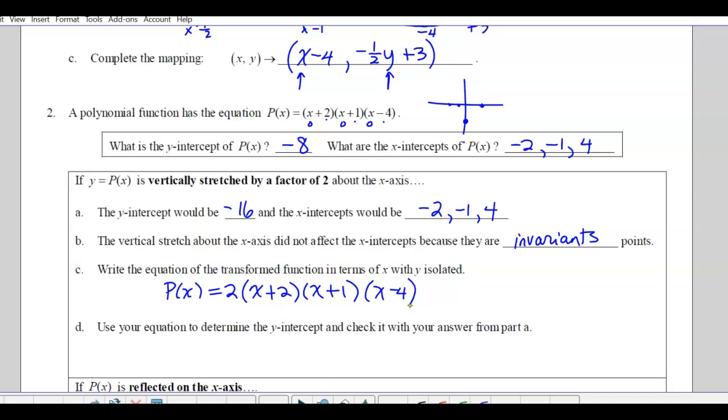And then let's, in part D, determine the y-intercept and check it. So y-intercept is when x is 0. So really you're finding p of 0. So that's going to be 2, 1, -4, which is -60. And that's what we figured it was going to be.